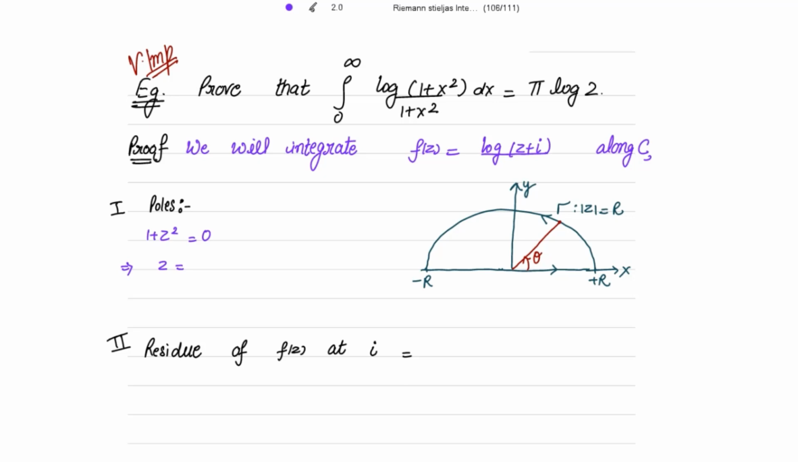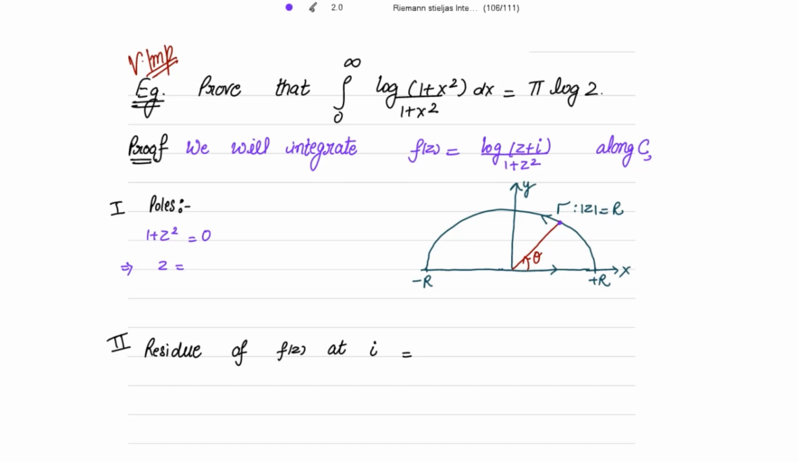And in the denominator this is 1 plus z square, along the contour C, and here this is your contour along the real axis, and then along the semicircle gamma, that is mod of z is equal to r, right? And if I take any point on this contour, then this is your argument theta, making the angle with the real axis.